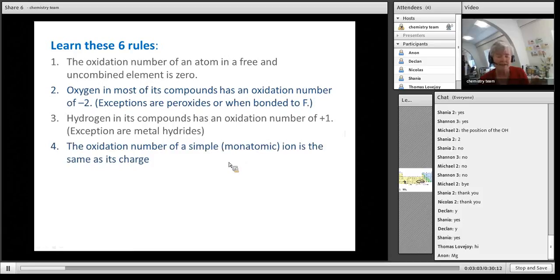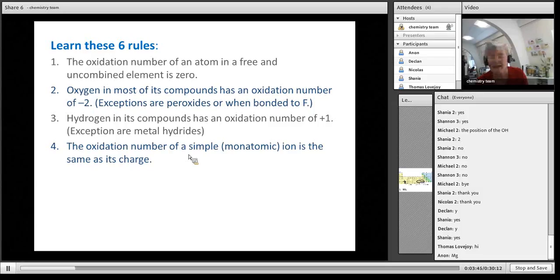Next rule is if you have a simple ion, and this is why you need to recognize a simple ion. So if I say copper sulfate, you should know that sulfate is SO4 2-, so copper is Cu2+. Okay, if I gave it to you, CuSO4, you should know that copper as an ion is Cu2+, and because Cu2+ only contains copper in it and no other element, it's a simple ion. So the oxidation number of copper in Cu2+ is the same as its charge, +2.